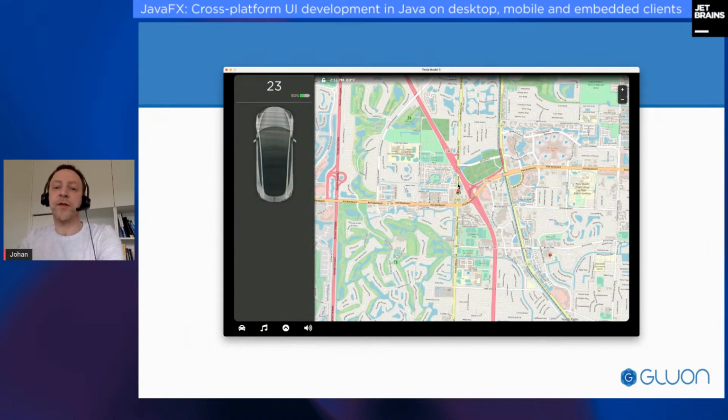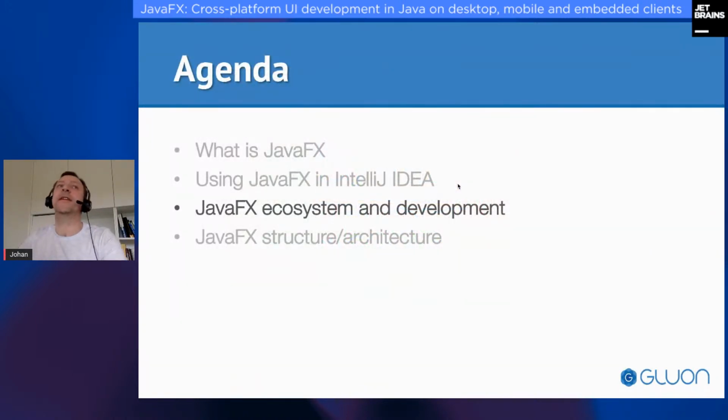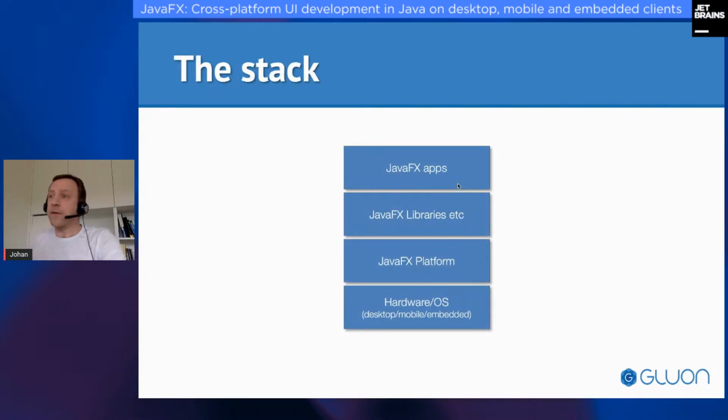Or a telematics application with maps. This runs with a very high frame rate. So telematics, embedded and edge devices are really very good areas for JavaFX because of the hardware accelerated rendering. Okay, so let's talk a bit now about the JavaFX ecosystem and the development of JavaFX and the development of the ecosystem.